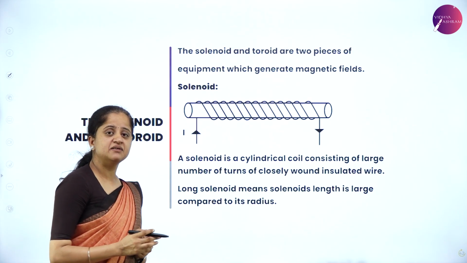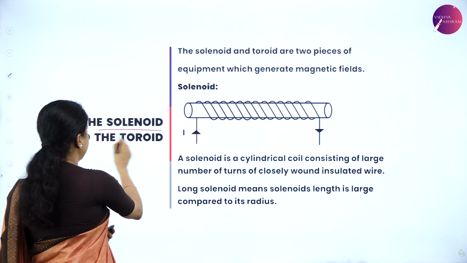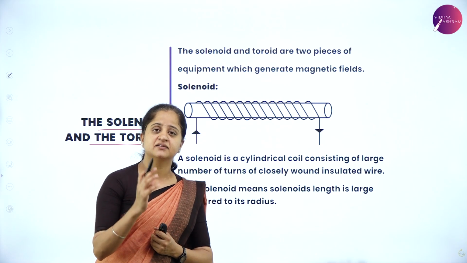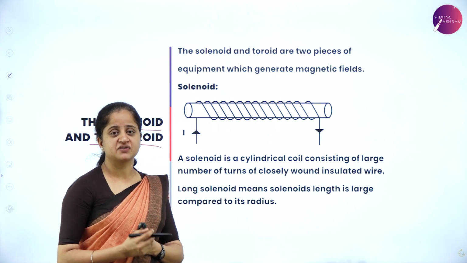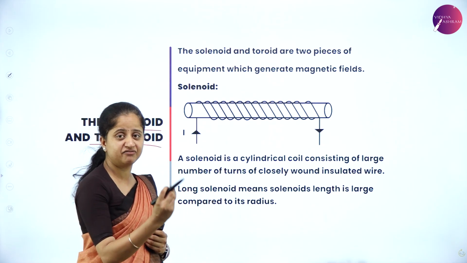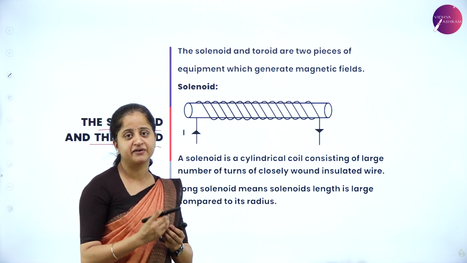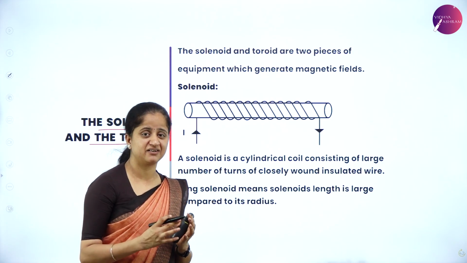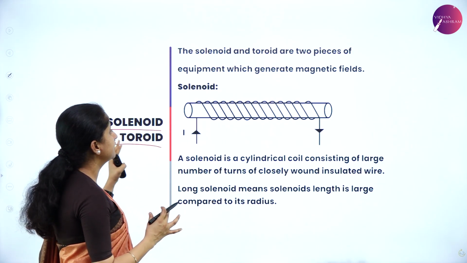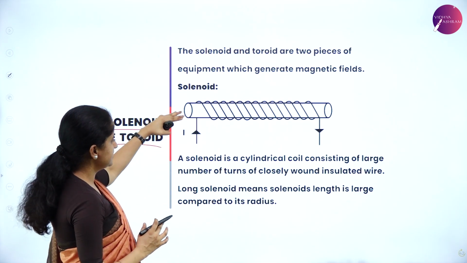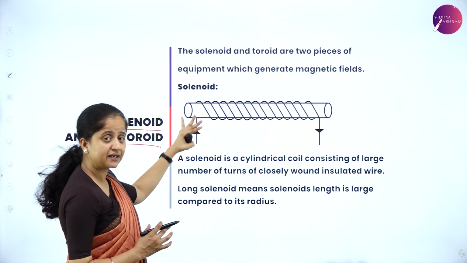Let us move on to the next important topic, that is the solenoid and the toroid. So what is a solenoid? Solenoids and toroids are pieces of equipment which are used to generate the magnetic field. We even have a synchrotron which utilizes both solenoid and toroid, which is helpful for generating high magnetic fields. So a solenoid is basically an equipment which is used to generate magnetic field. This is how we can represent a solenoid in a diagrammatical way.